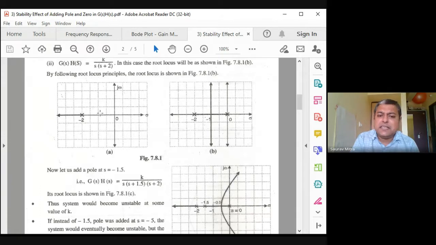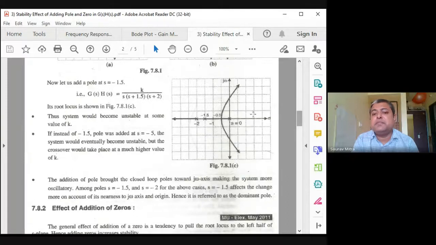The first case is k by s plus 2. Second case, k by s into s plus 2. Both of these are stable, but the first case is highly stable, and in the second case it is less stable. Third case, whenever I add a pole, the system becomes conditionally stable. Let's say k marginal is equal to 50.